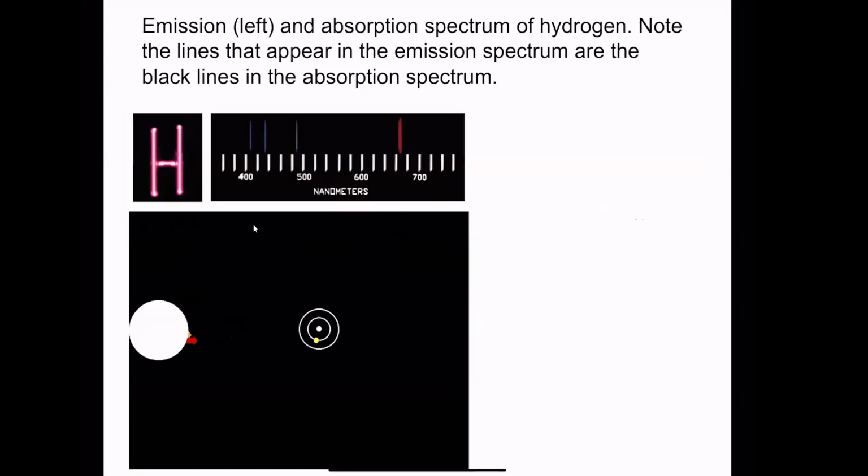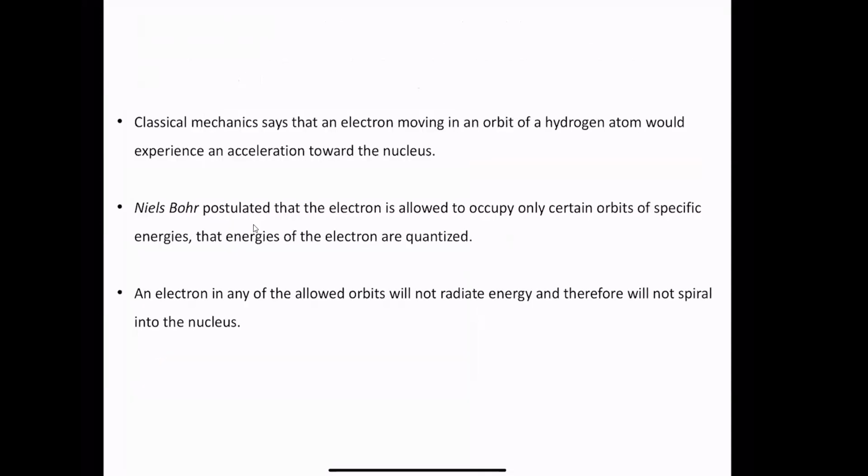So here is absorption, and here is our emission spectrum. We have that because we only excite these electrons for a short time before they release that energy. They don't hold on to it for too long.